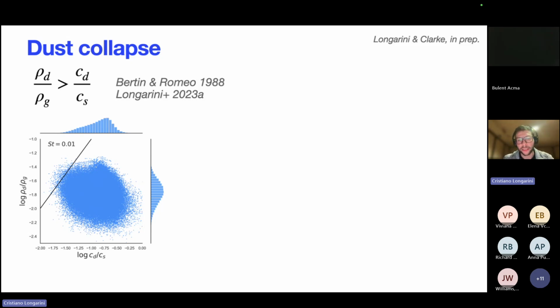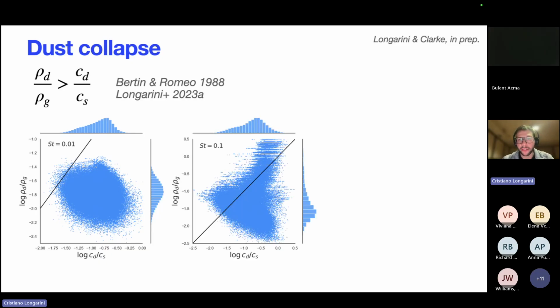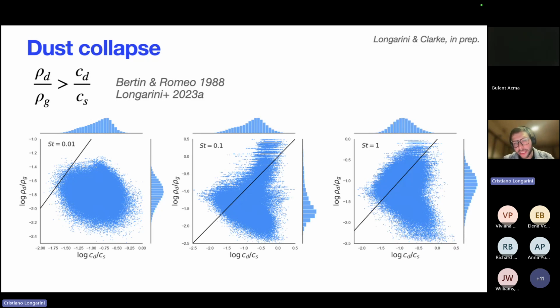And so we can look at this relationship in this plot where I show you the dust to gas ratio against the ratio between the velocity dispersions, and each point is a particle in my simulation. And this is for Stokes 0.01. So the black line shows the threshold I discussed before. So all the points that are above the line are unstable. And in here you can see that really a small amount of dust particles are respecting this condition. But if we increase the Stokes number, like 0.1 or even 1, we see that there is a significant fraction of particles that are in this unstable regime.